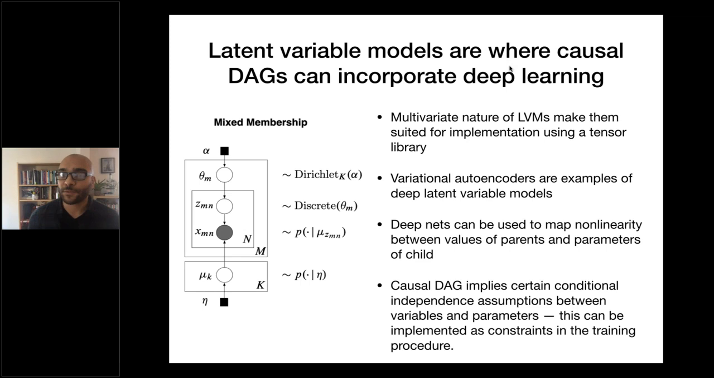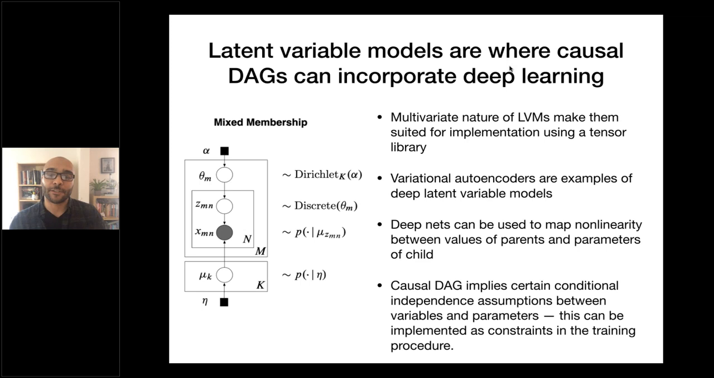But when you actually train these models, you can use some of the conditional independence assumptions that causality dictates, things like you might have heard before, like independence of mechanism, that the different parent-child relationships within the graph are separate independent modules. You can use those as constraints in your training procedure.